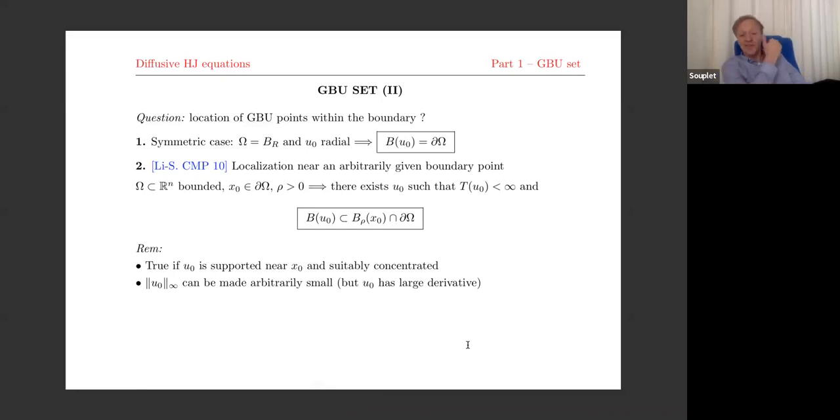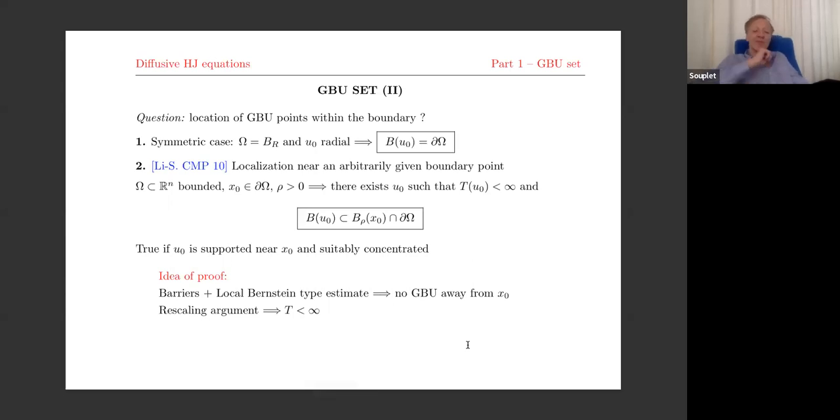So what other sets? We have a first kind of result, which we proved with Yuxiang Li more than 10 years ago, which tells you that given any boundary point, you can find sufficient conditions on the initial data for which the singular set will be localized in a given small neighborhood of this point. Of course it depends on how concentrated the initial data is, and interestingly, the sup norm can be made arbitrarily small, but of course not the derivative. The idea of the proof again combines Bernstein-type estimates with special barriers and rescaling arguments. Maybe it's not the most exciting result, because we will see a better one after.